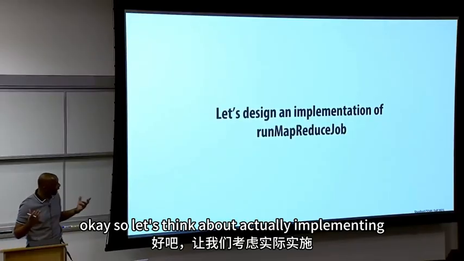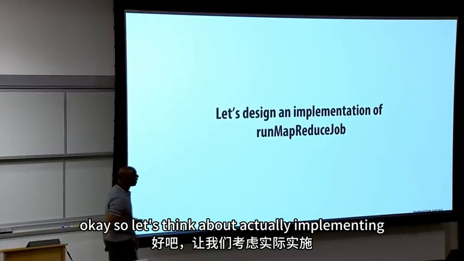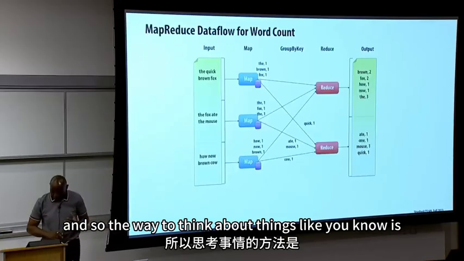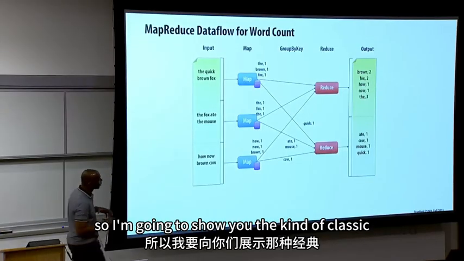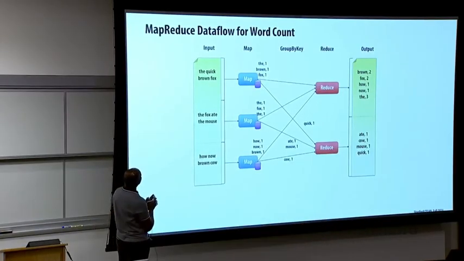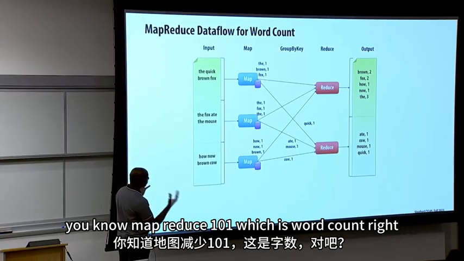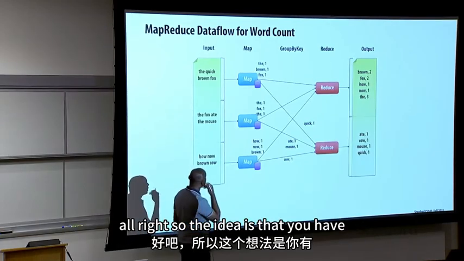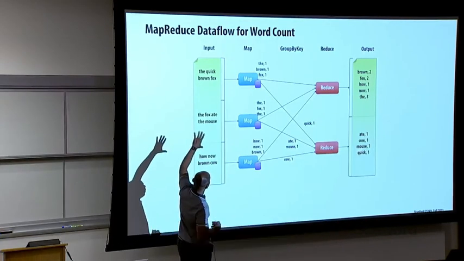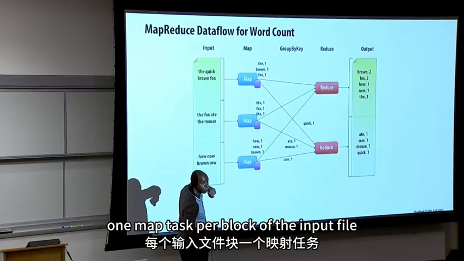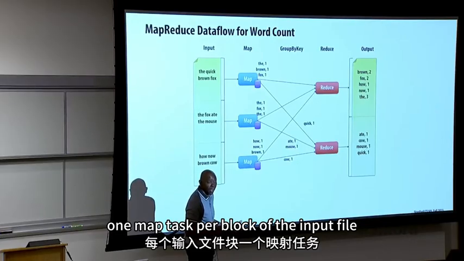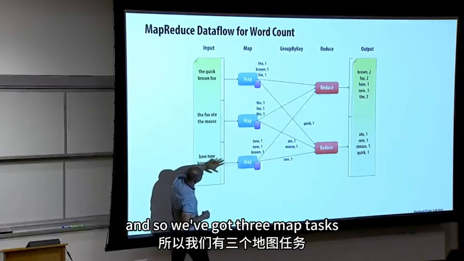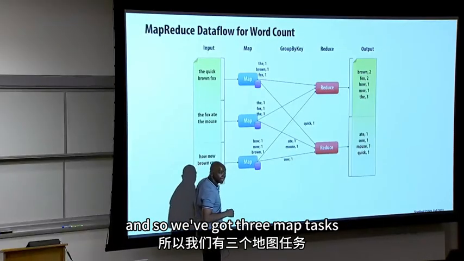Okay, so let's think about actually implementing and running a MapReduce job. I'm going to show you the classic MapReduce 101, which is word count. The idea is that you have one map task per block of the input file. In this case, we've got 3 blocks, and so we've got 3 map tasks.